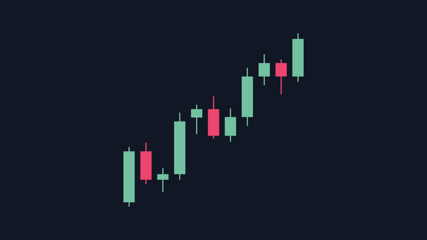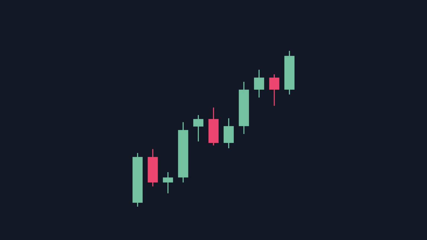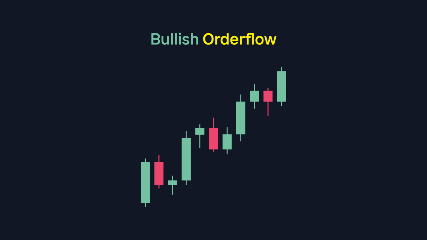Here we have a bullish uptrending structure, which we can also categorize as bullish order flow. And the reason why is because each of the swing highs are being broken through to make new higher highs, whilst on the other side, the swing lows are being respected to make new higher lows.